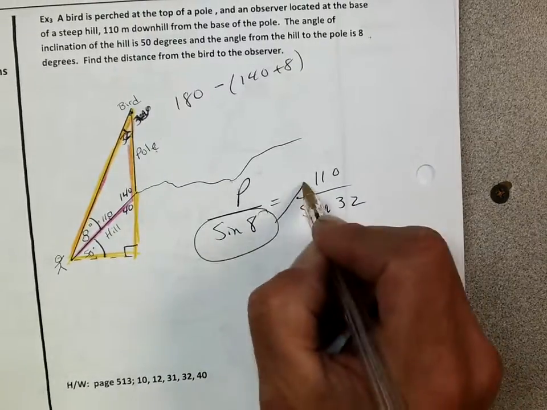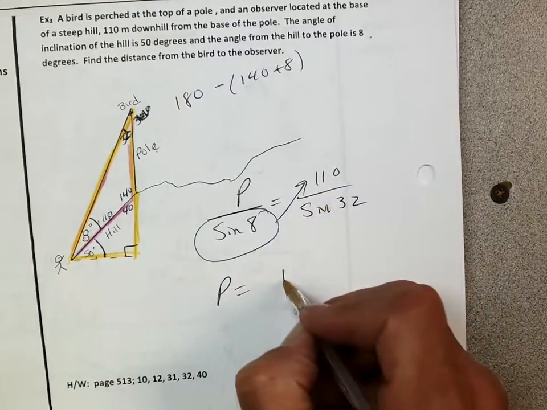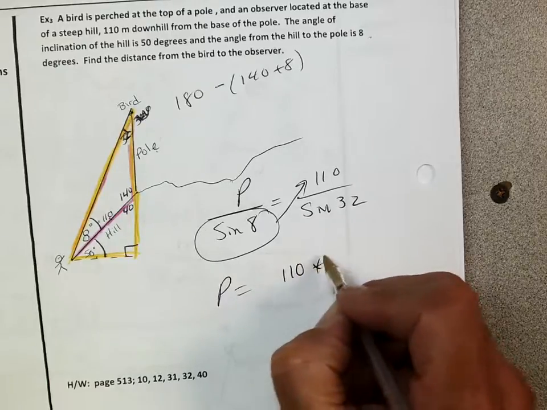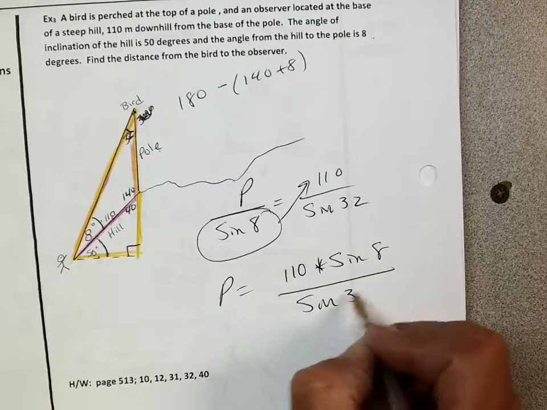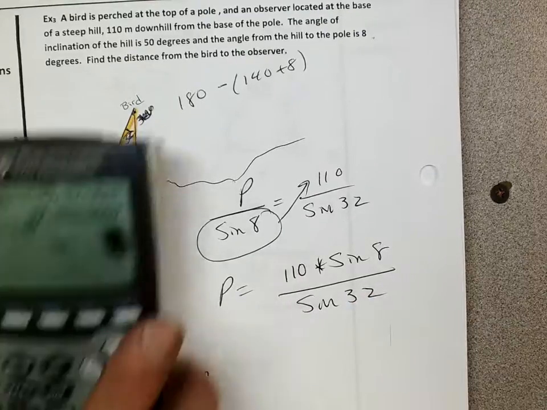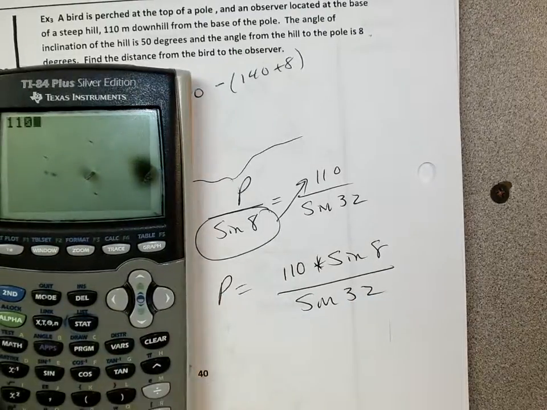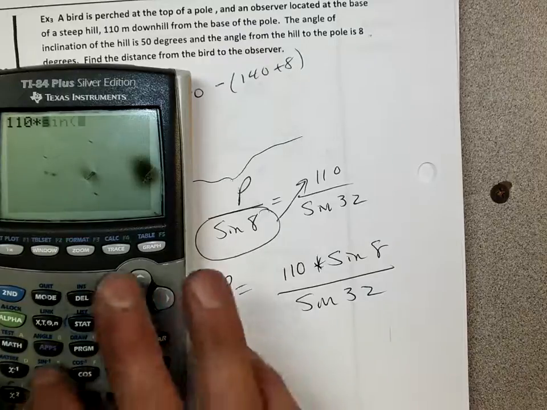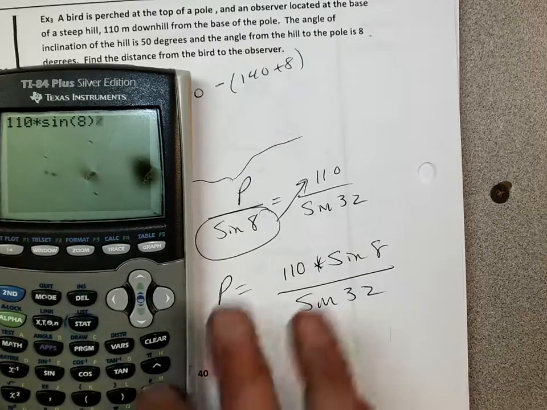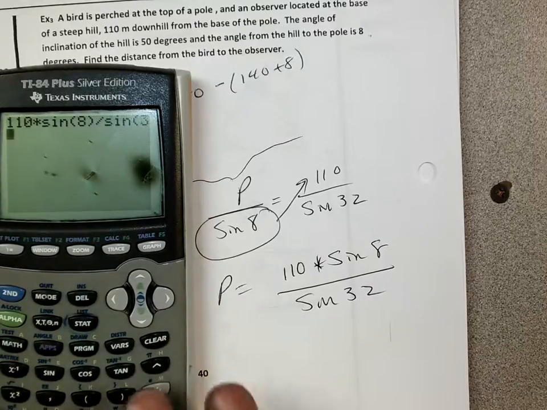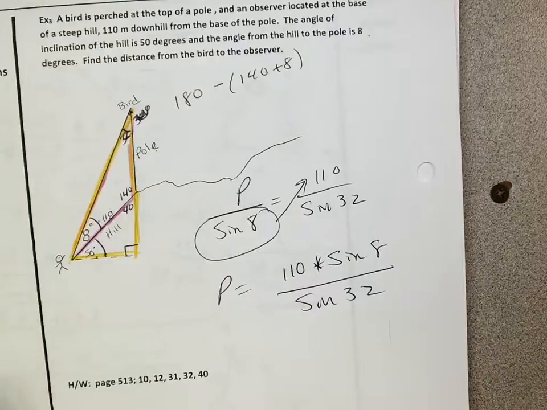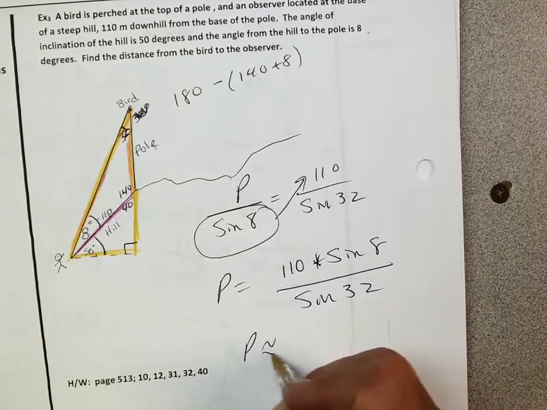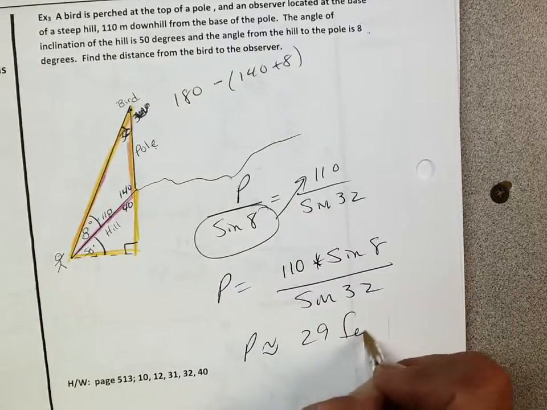Multiply up the sine of 8, so P is equal to 110 times the sine of 8 over the sine of 32, and I'm just going to use my calculator to do that. 110 times the sine of 8 divided by the sine of 32, and I get an answer of about 28.9, pretty close to 29 feet. If I round it up, P is approximately 29 feet.